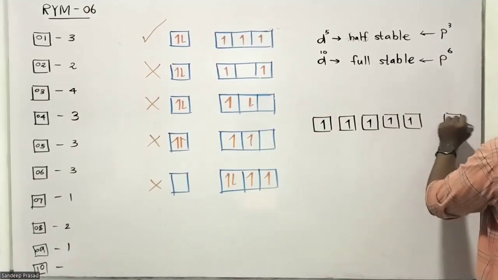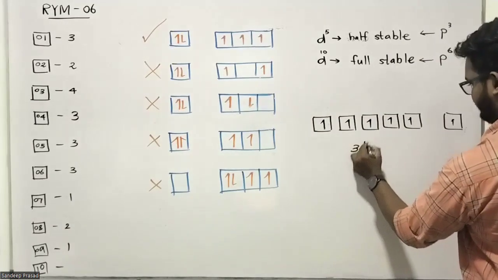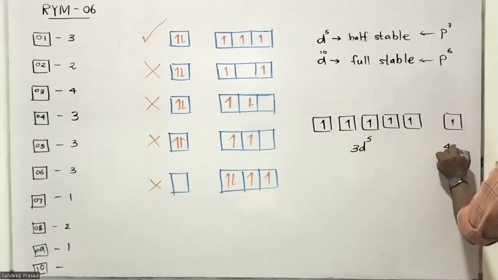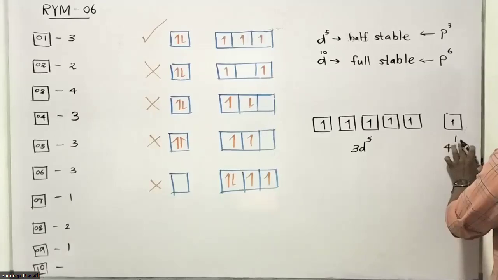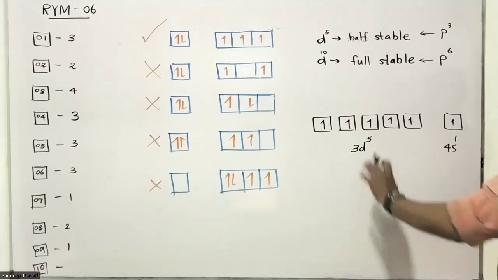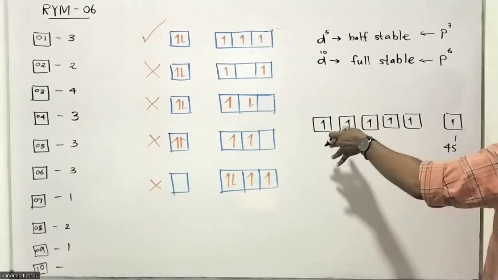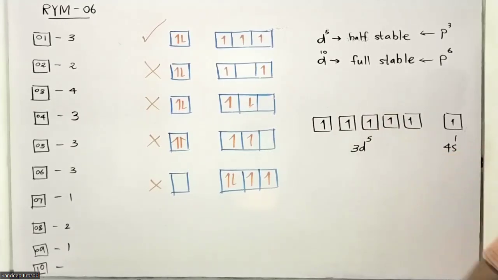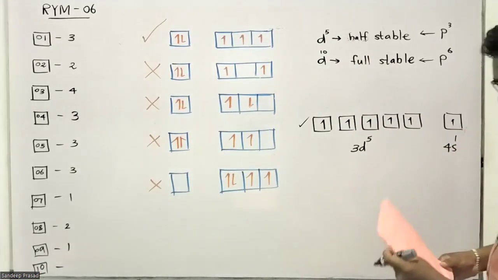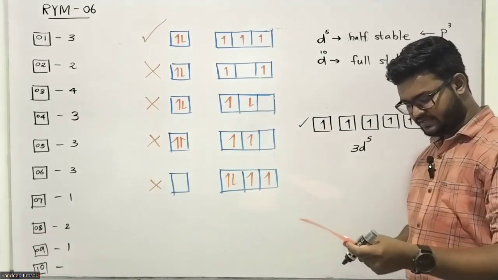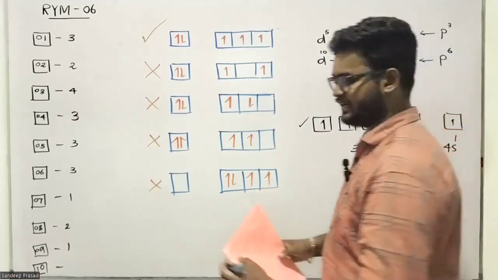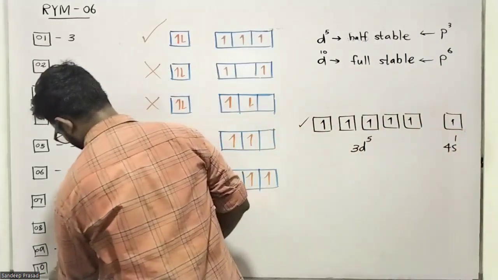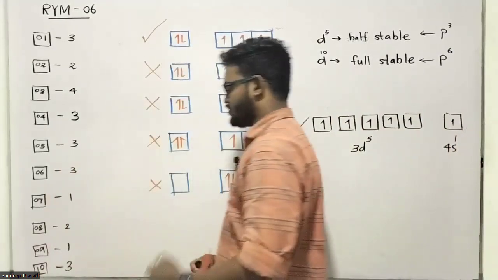So this configuration belongs to chromium, 3d5 4s1. Can you remember? So this configuration is stable. In order to obtain greater stability, chromium's configuration is rearranged. Can you remember that? So therefore, this is the most stable configuration that they have given among the 5 configurations. Question number 10, answer should be the third one. Another very easy question.